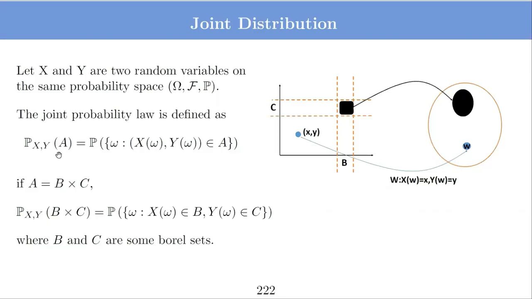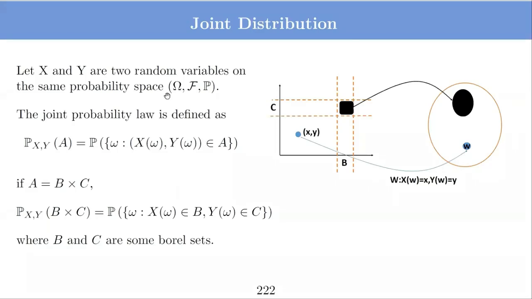So A is a 2D set like this, and all the omegas such that their map, which is a 2D point, lies inside this A. That will be the probability of it. Or in other words, you can see this is a pre-image of A, because this is made from all omega which maps to this set.